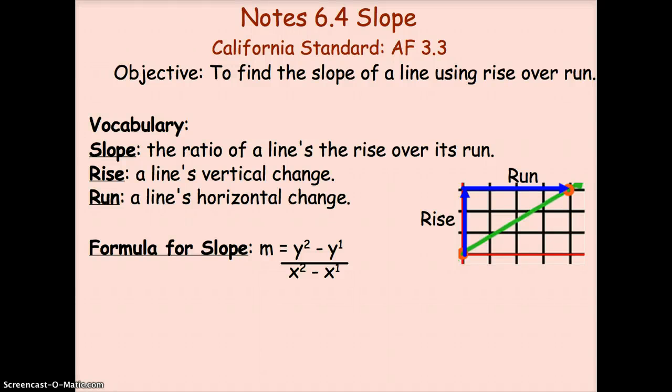Please write down our California Standard, Algebra and Functions, 3.3. Our objective today is to find the slope of a line using rise over run. And we have three vocabulary words. Make sure you write down all three.